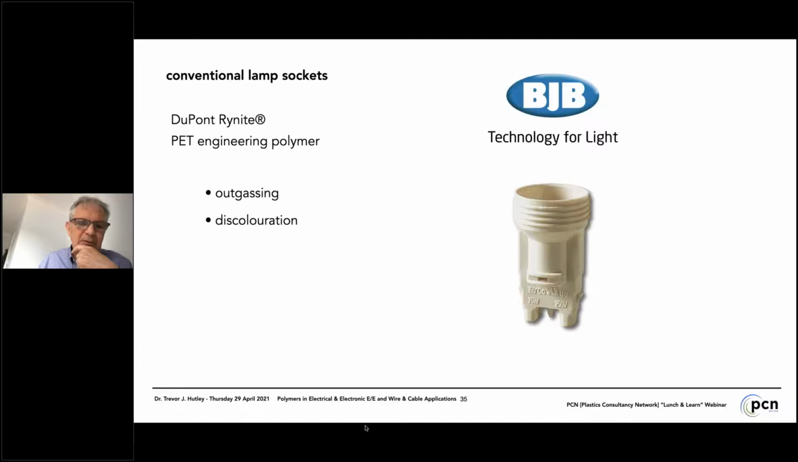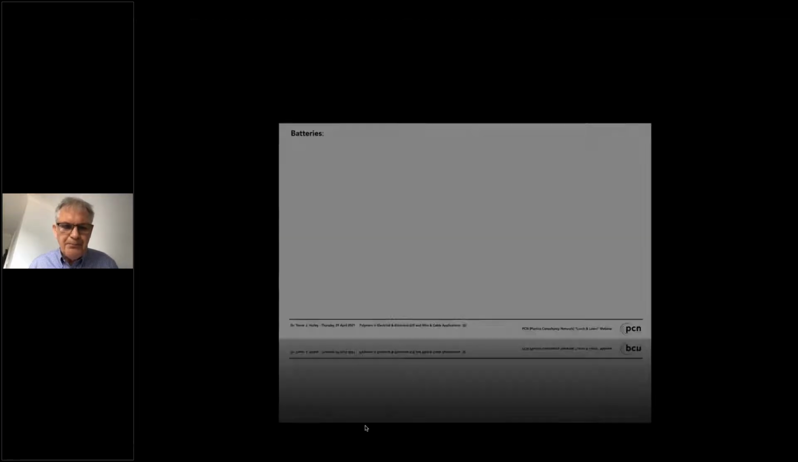It didn't look like this, but we had two challenges at the time to meet to get PET engineering polymer into these applications. We had to reduce the outgassing and we had to reduce the discoloration, and that was a challenge that took a number of years to work on, to simplify the formulation, because Rynite can be a very complex material in terms of formulation, maybe up to 17 ingredients, and we needed to move towards simplification, and we needed to understand in detail the application requirements.